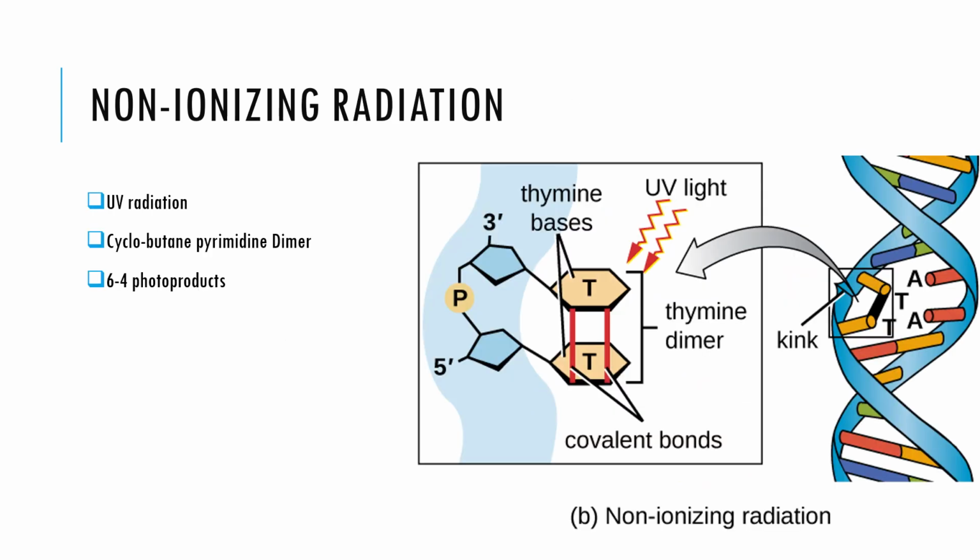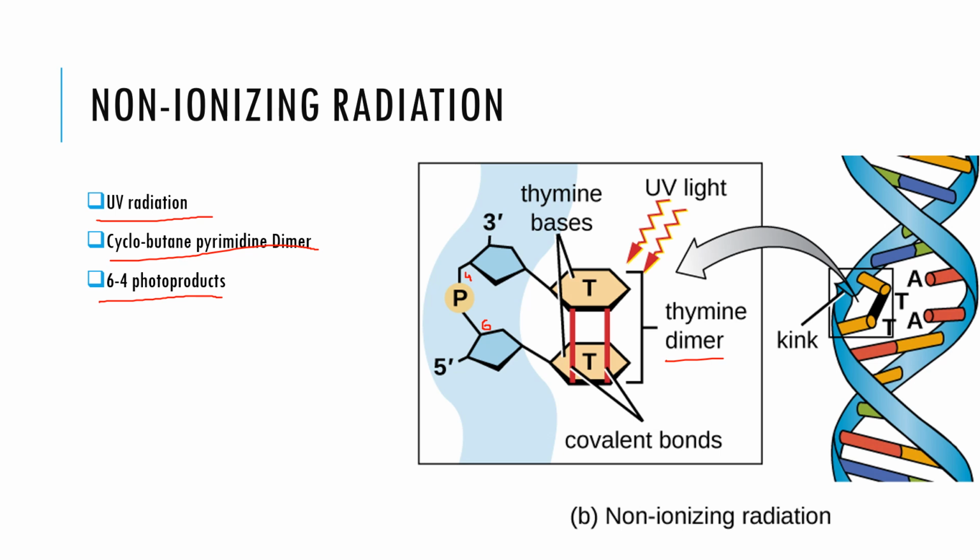Next is non-ionizing radiation. As you can see here, it is mostly due to UV radiation. Other radiations are also involved, but mostly it is due to UV radiation. One name is thymine dimer, another name is cyclobutane pyrimidine dimer, and it is also called 6,4 photoproduct. Why is it called 6,4 photoproduct? Because between carbon number 6 and carbon number 4, a covalent bond is formed. That's why it is called 6,4 photoproduct.